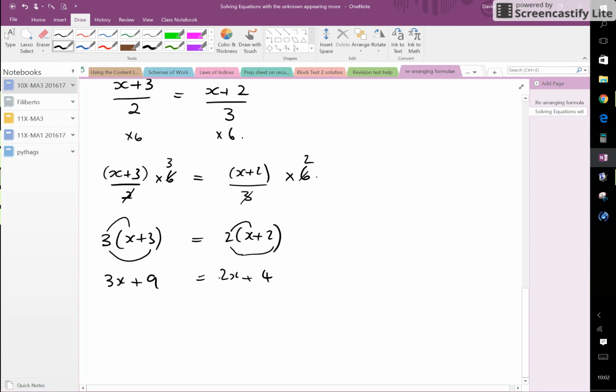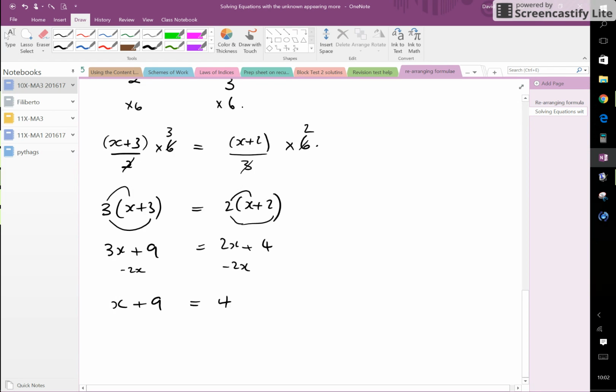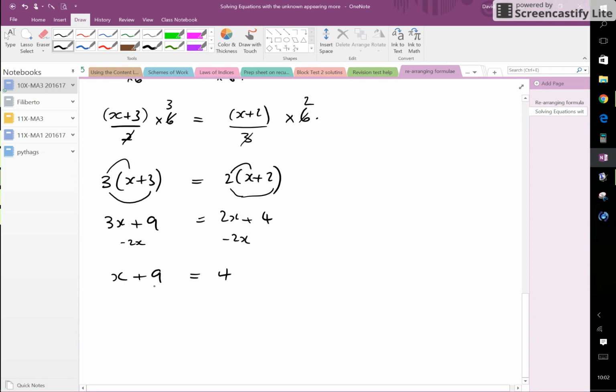And now we've got x's still in two places, so we have to subtract 2x from both sides. Now we get 3x minus 2x is x. The 9 is there, and 2x minus 2x is nothing. And now we're going to subtract 9 from both sides, and we get our answer.